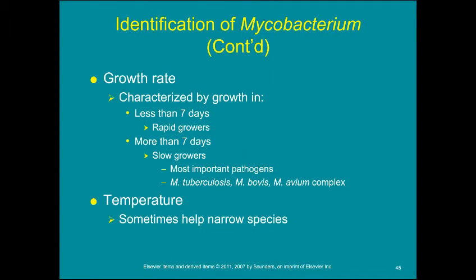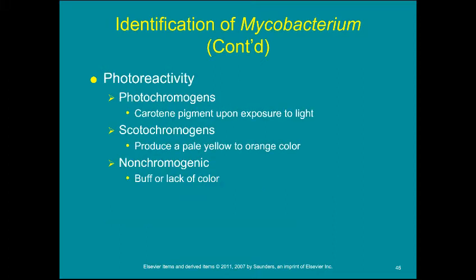So, growth rate characterized by growth in less than 7 days, rapid growers. More than 7 days na, slow growers. So, most important pathogens under slow growers is your M. tuberculosis, M. bovis, and M. avium complex. Temperature sometimes help narrow species. Ito na yung sinasabi ko. Photoreactivity. We can classify them into photochromogens. Okay, photochromogens.